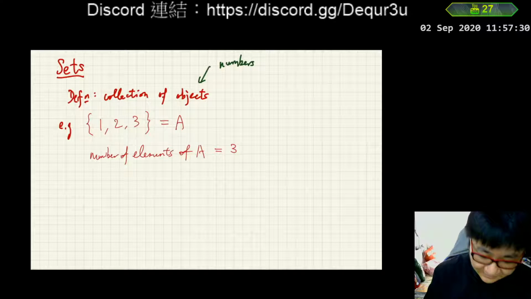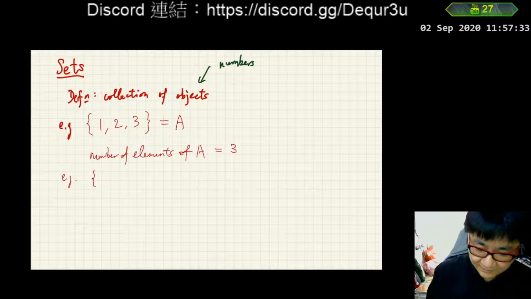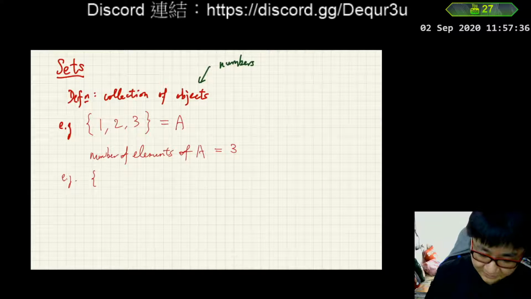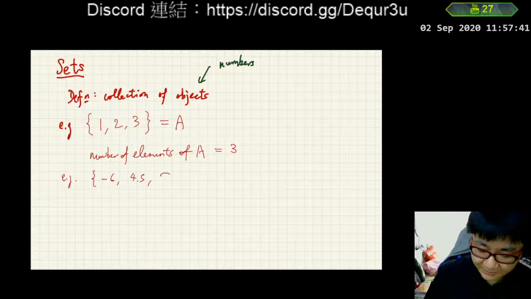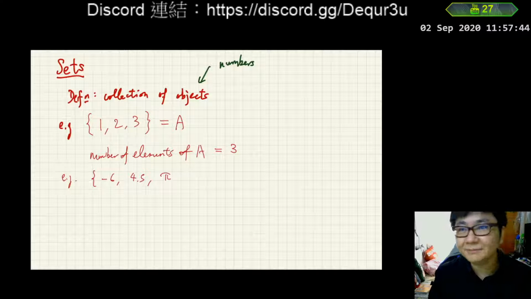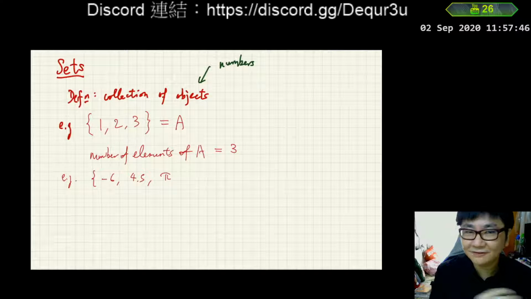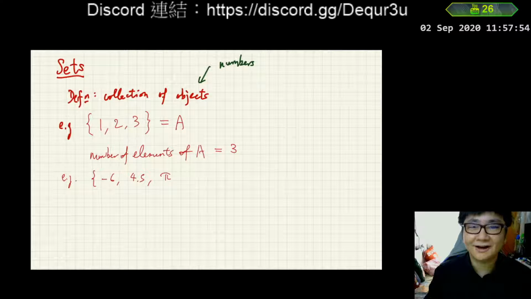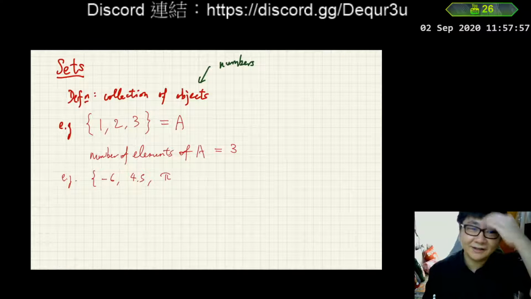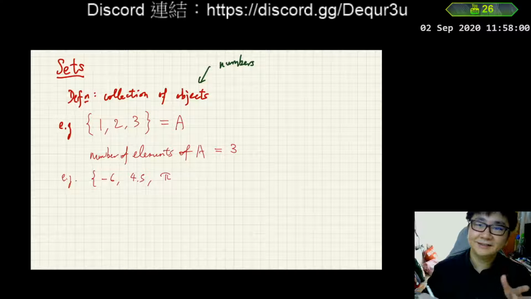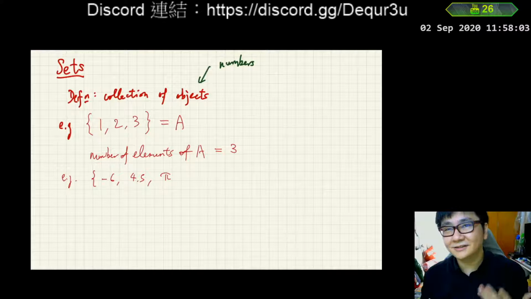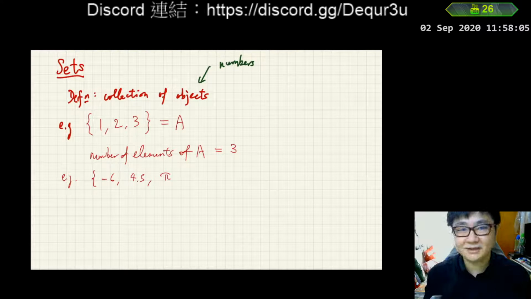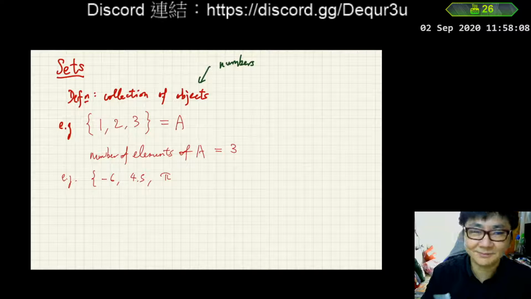And let's see another example. So what about this? Maybe I just make up some numbers like -6, 4.5, and then pi. You know, pi is also a number, which is 3.1415, etc. And you can press calculator for the 10 significant figures. Of course, you should also know that the 10 significant figures are not everything, because there are more. In fact, pi is a special number that it goes on forever, and not just goes on forever, but also it does not repeat any pattern. Okay, so we will talk about this maybe shortly.